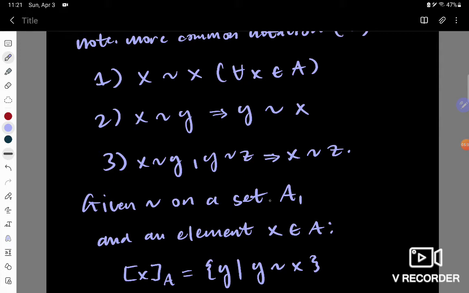Over here, I've just used the set A as the subscript because X is an element of A, and the equivalence relation in question is unambiguous as of now. So this equivalence class of an element, as it's defined, is the set of all elements Y in A such that Y is related to X. So it's all elements in a set that are related to this element in particular.